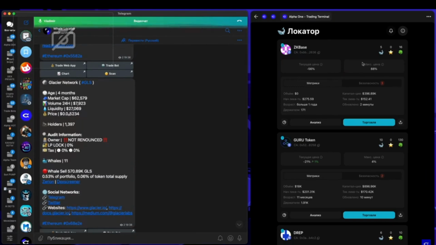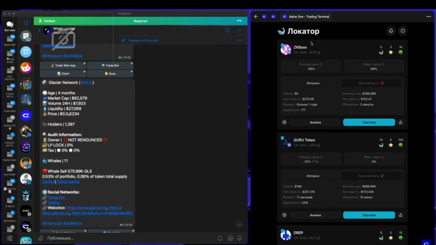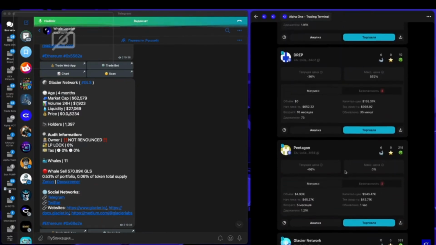If here we see, yes, the token base, we see the current price minus 56%. The maximum price is 88%. These values indicate that from the moment the token appeared in the Locator section, its price was fixed, and at the moment the price is 56% lower than when it first appeared in the Locator section. And the maximum price means that since it appeared in the Locator section, the token has grown by 88% at most. Here we see other examples.